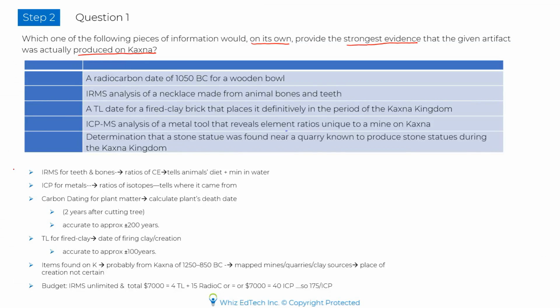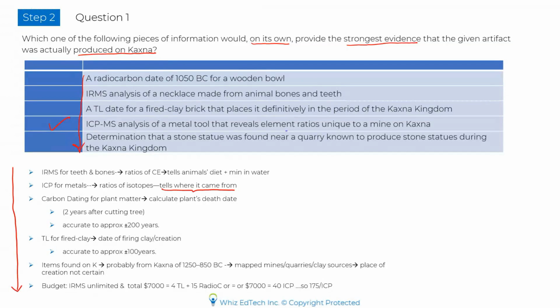Now, if I run my eyes down, which test tells me or talks to me about the location? Where? So this is the only one, right? The ICP test done for metals tells us where that particular metal came from. The others talk about the date of creation. They don't talk about the place. We are looking for place. So if I run my eyes down here, this is the only one.